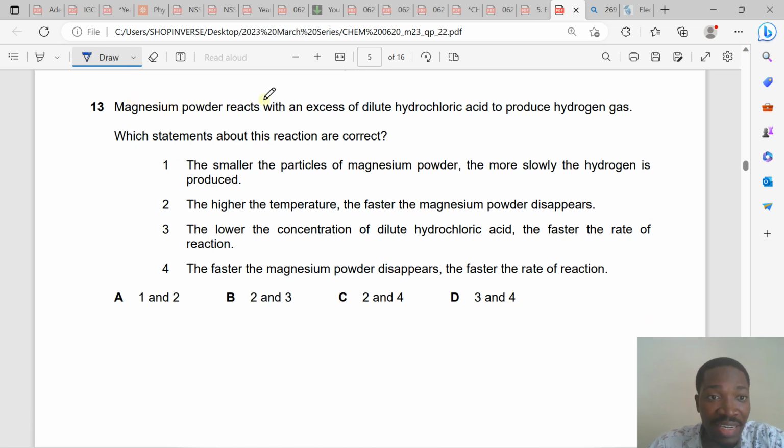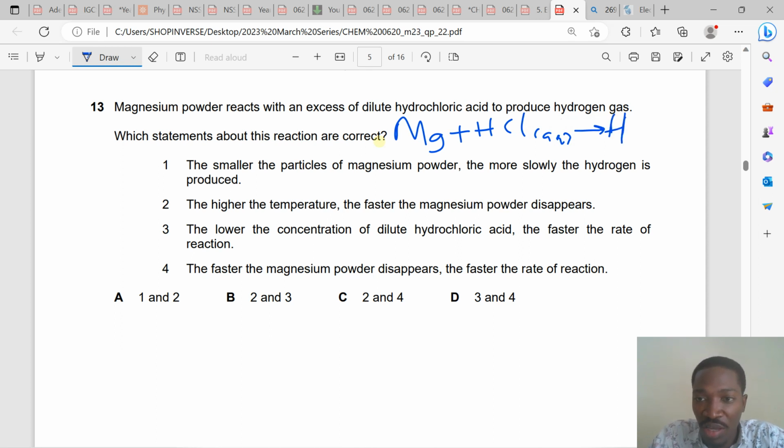13. Magnesium powder reacts with excess of dilute hydrochloric acid to produce hydrogen gas. Which statement about the reaction is correct? Magnesium powder reacts with excess aqueous hydrochloric acid to produce hydrogen gas. Hydrogen will be displaced. It should be magnesium chloride. The smaller the particles of the magnesium powder, the more slowly the hydrogen gas is produced.